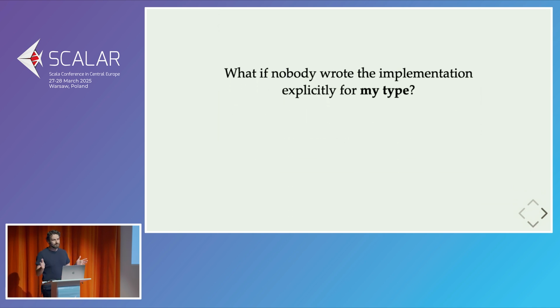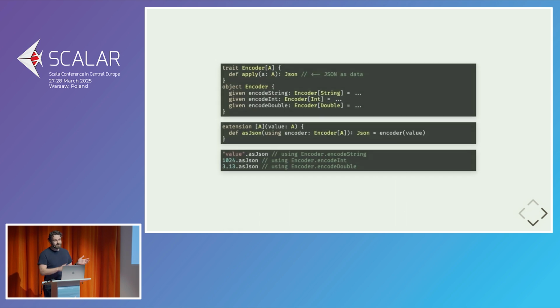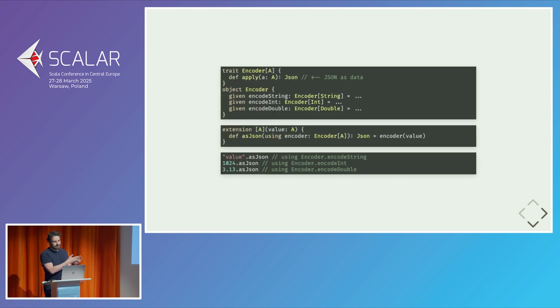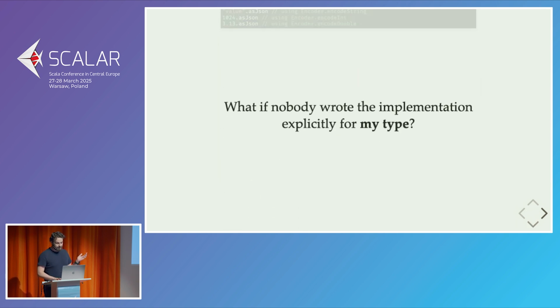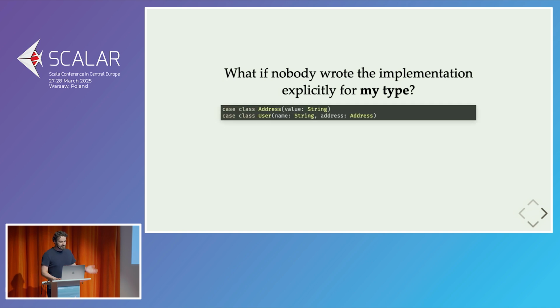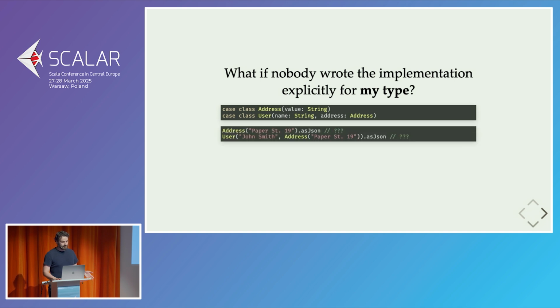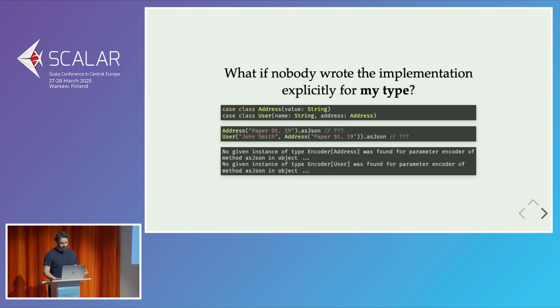But what if nobody wrote an implementation for your particular type? Like here, someone wrote the encoder for string and double, and that's why it works. But if nobody wrote it for you, and you have, for instance, address, user with some values, you try to create those values and encode them as JSON, then you get an error that, sorry, there is no such implementation that we could find and use so that you could encode your values. And we would like the stuff to work out of the box.